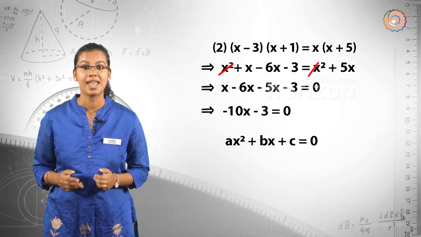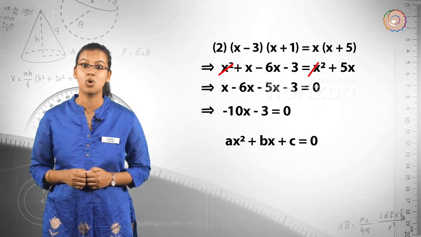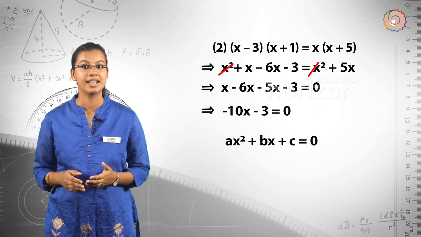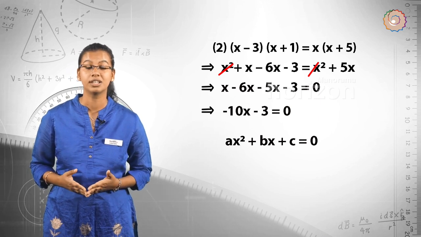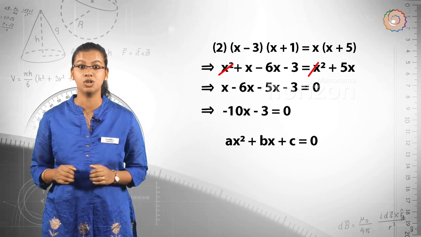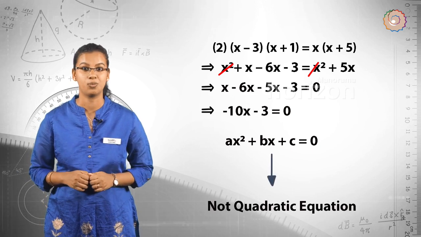It is not of the form ax square plus bx plus c equal to 0, as the coefficient of x square, a, is equal to 0. But for a quadratic equation, a should not be equal to 0. So the given equation is not a quadratic equation.